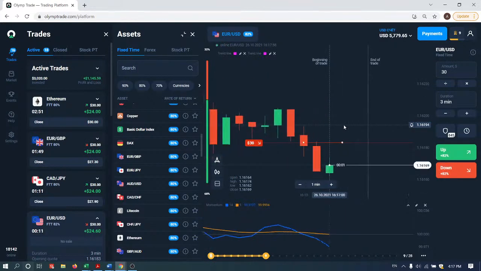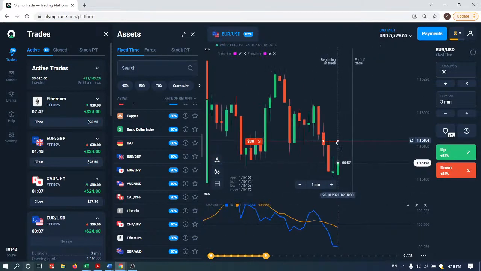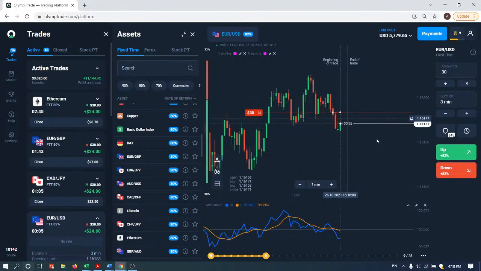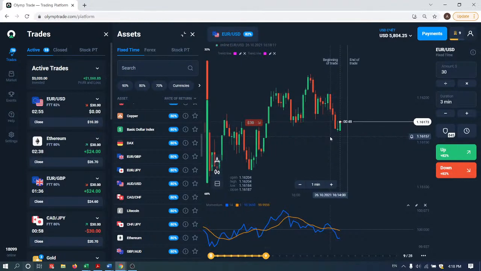And Euro USD, a trade in the downwards direction. Nice, nice. And I have an additional signal currently from the orange line, so I can open an additional trade now in the downwards direction, and that's what I did.